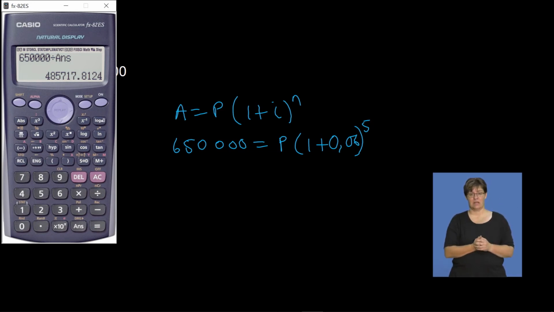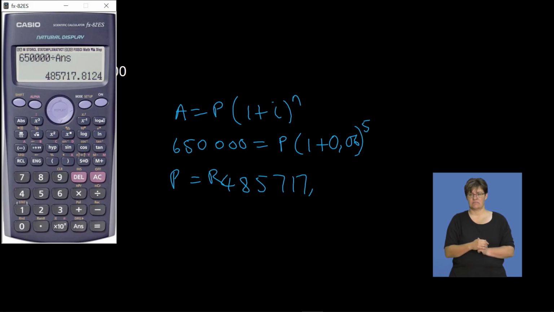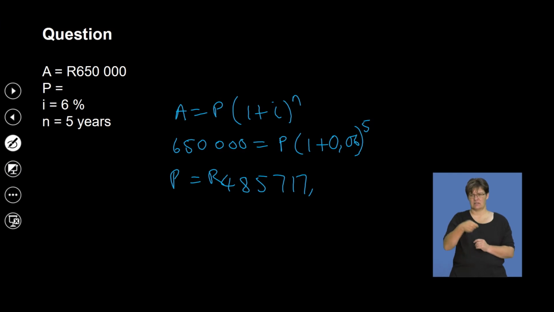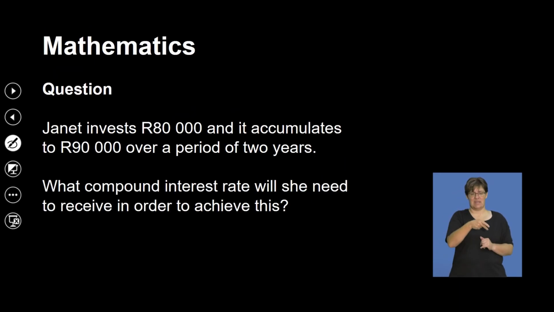So what you must invest now to get 650,000 in 5 years' time is 485,717 rands, and that's the P value. And this has a couple of cents with it, which is 81 cents. And that's the amount you must invest now. So this is us trying to find what the value of P is.